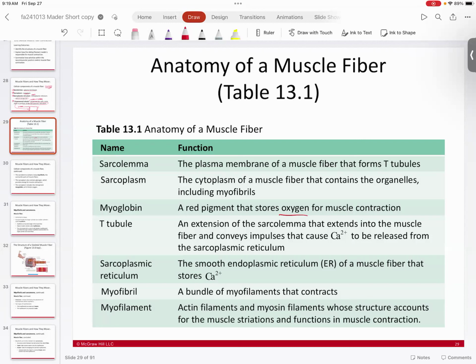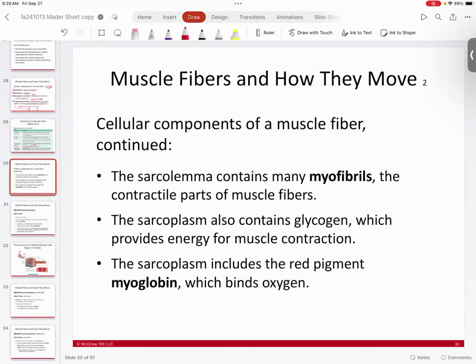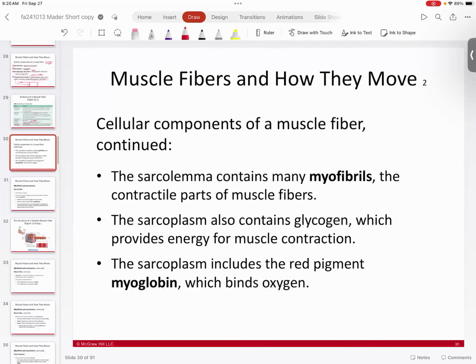Then you have a couple of other terms here. You've got myofibrils, which are essentially bundles of myofilaments, which are basically protein filaments. We'll talk more about those here in just a second. So the myofibrils are bundles of myofilaments, and the myofilaments are the actual individual protein fibers. So myofilaments will make up a myofibril. We'll take a closer look at those as we get deeper into the chapter.